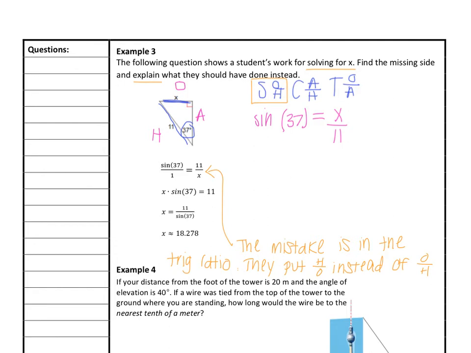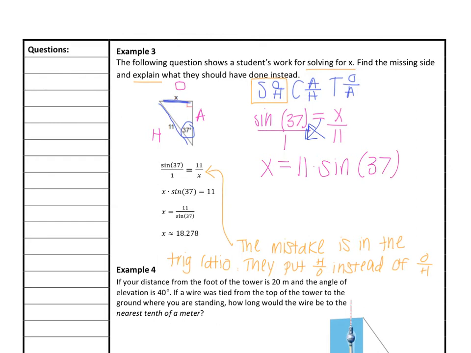So now that we know that we have the correct setup over here, let's take a minute and just solve it. So sine of 37, put that over 1. Cross multiply, x times 1 is going to get me x. 11 times sine of 37, again, write that out.